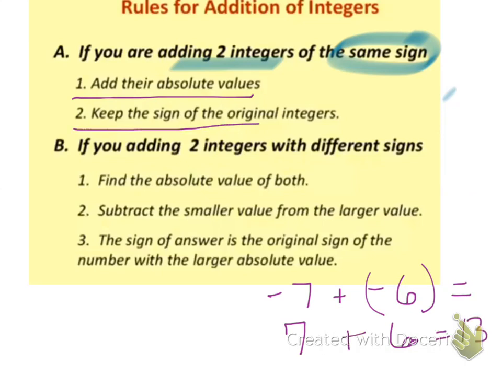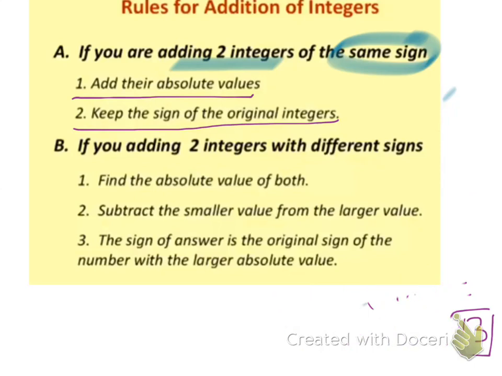Second rule, keep the sign of the original integers. Well, all of them were negative, so you can see that right here. Negative, negative. So my answer should be negative. -13 is the final answer. Okay, and then what happens if you're adding 2 integers and they have different signs? For example, one is positive and one is negative.